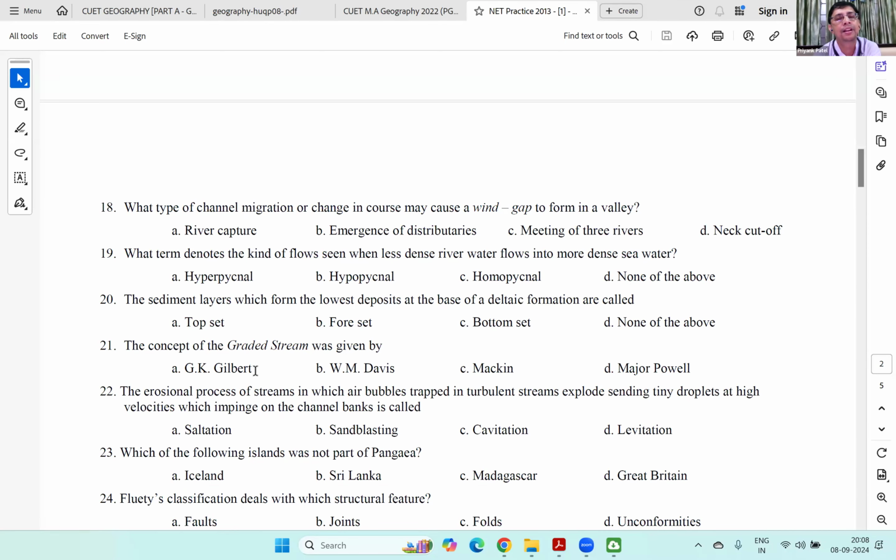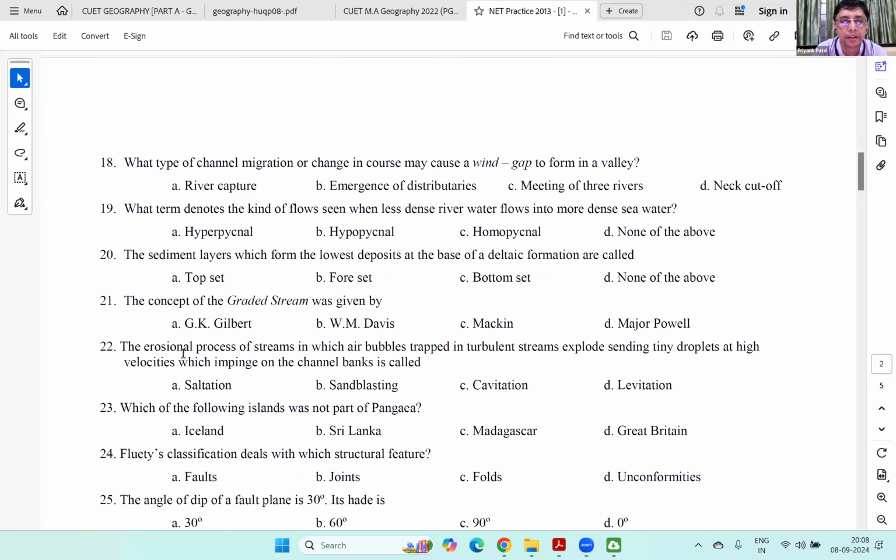Okay. So fluted classification. Number 24. Fluted classification is done for which feature? Faults, joints, folds, unconformities. Number 24. You have studied fluted classification in undergraduate first year. If you have studied it, fluted classification is done for folds. Okay, it's a method of fold classification.